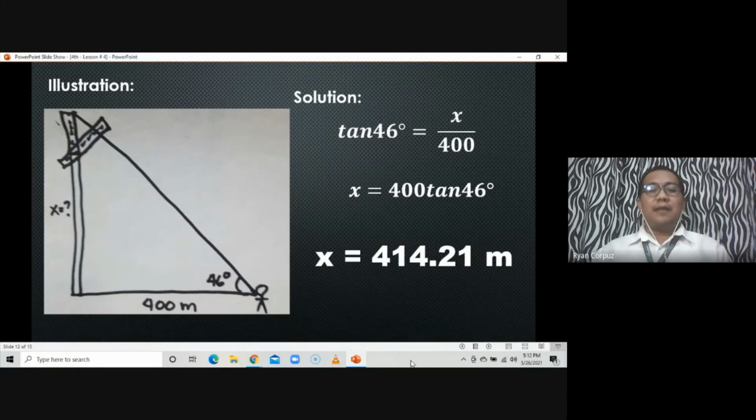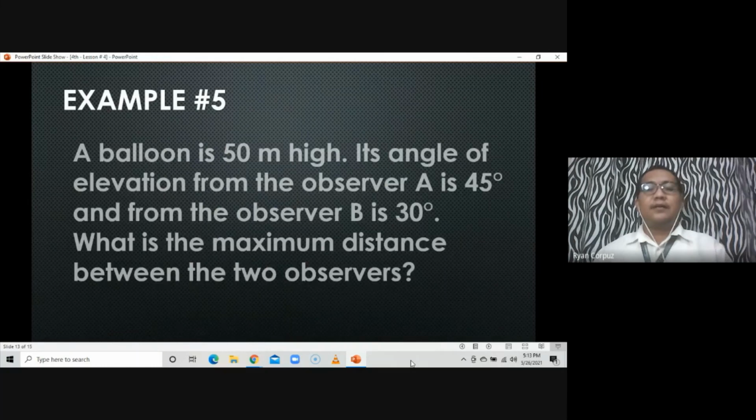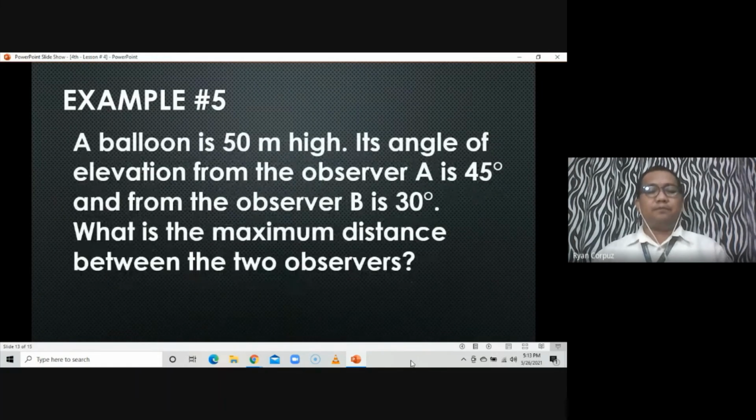So did you get example number 4? Hopefully, since we are already on the fourth example, the first 4 examples gave us an idea of how to solve angle of elevation and angle of depression. But if not yet, let's try another example. So let's have example number 5. Let me read example number 5.